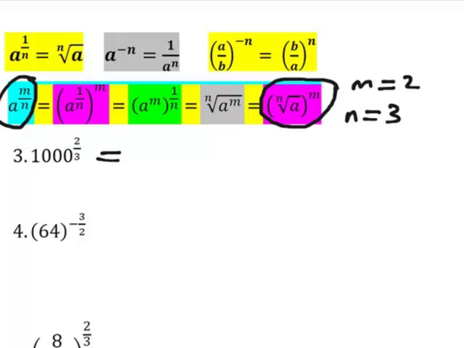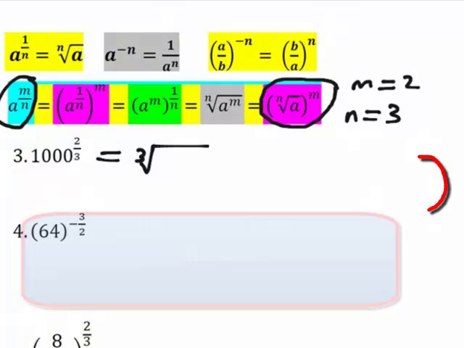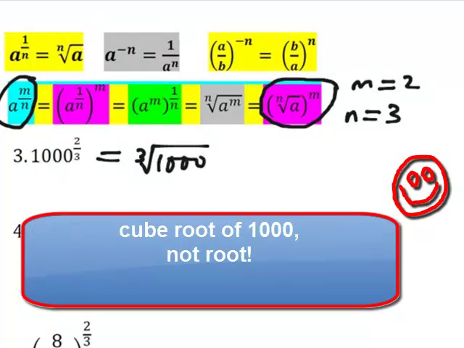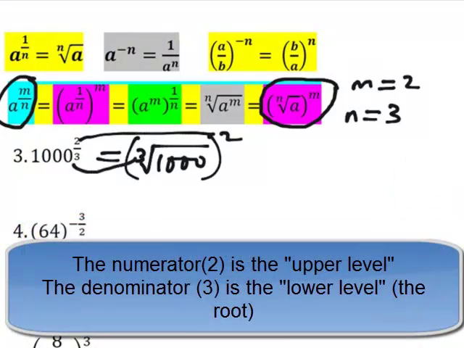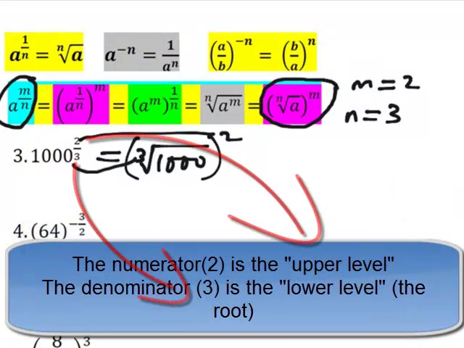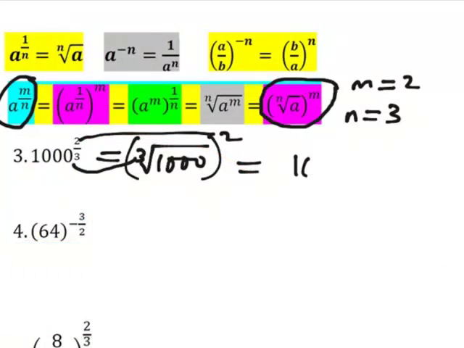2. So the denominator of the fraction tells us the root. It's the root of 1,000, and then we square it. That's what the numerator tells us to do. Okay? I think of that being the upper level, and this one being the lower level, the 3. The 2 is the upper level, and the 3 is the lower level. The cube root of 1,000 is 10, and if you square 10, what do you get? 100.